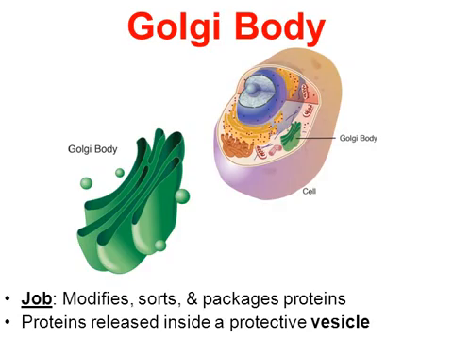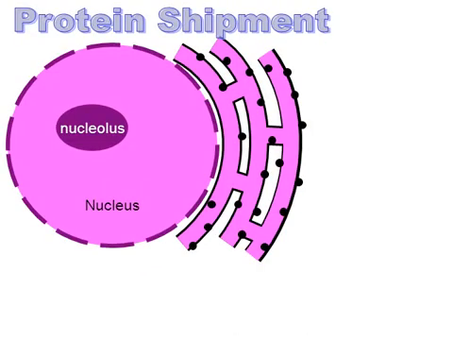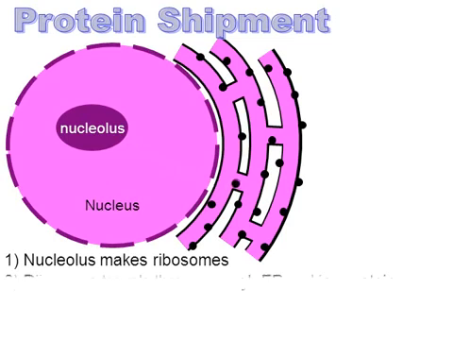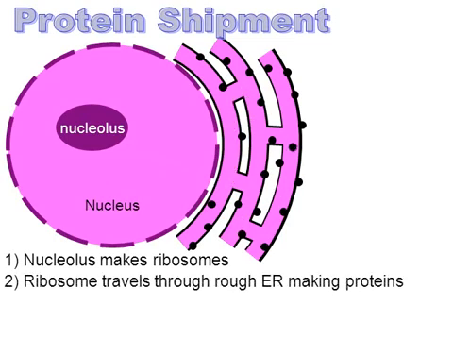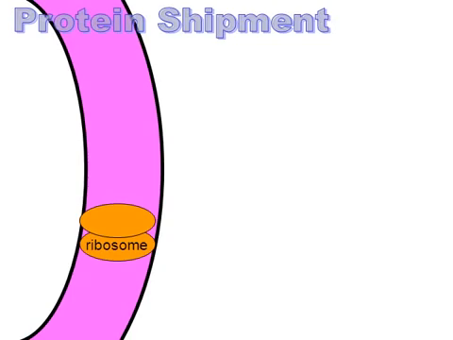Let's go ahead and review what we've learned really quick. When we look at the process of shipping out a protein in our animation, we can see the nucleolus releasing a black dot. That black dot represents a ribosome. So the nucleolus makes a ribosome. Notice that the ribosome then travels through the rough ER, that system of tubes and tunnels. So the ribosome is traveling through the rough ER, making a protein. Let's zoom in for a closer look. So there's the ribosome.